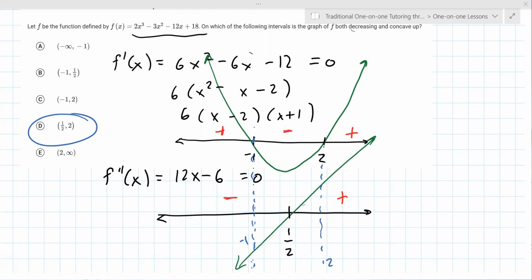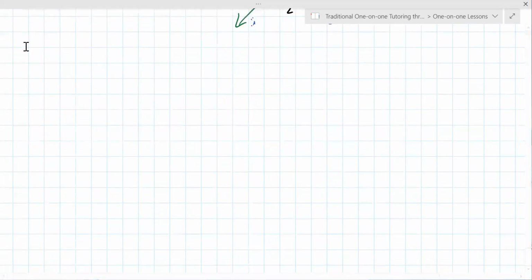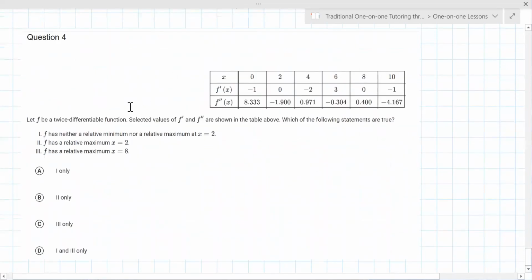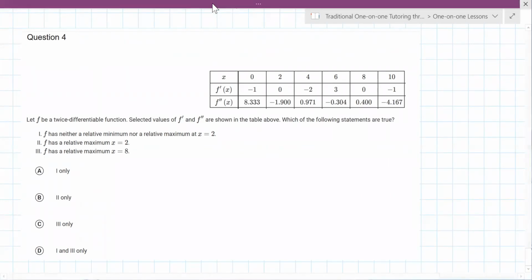Okay, let's look at question 4. Let f be a twice differentiable function. Selected values of f prime and f double prime are shown in the table above.